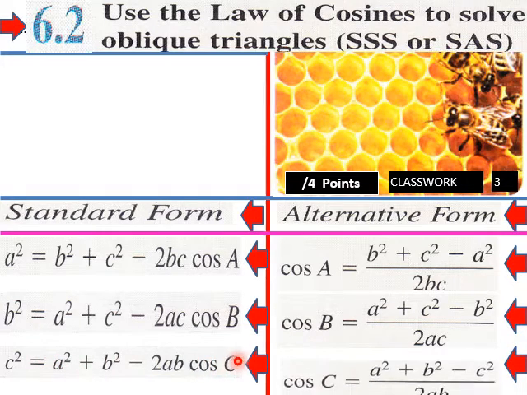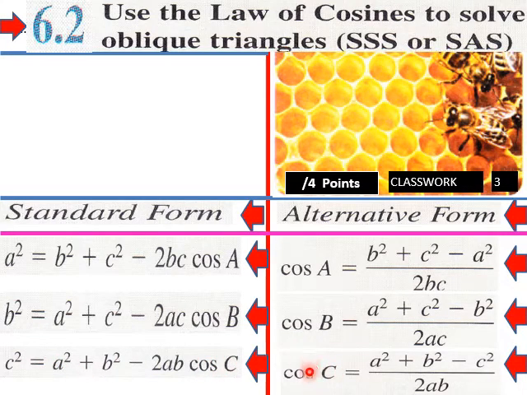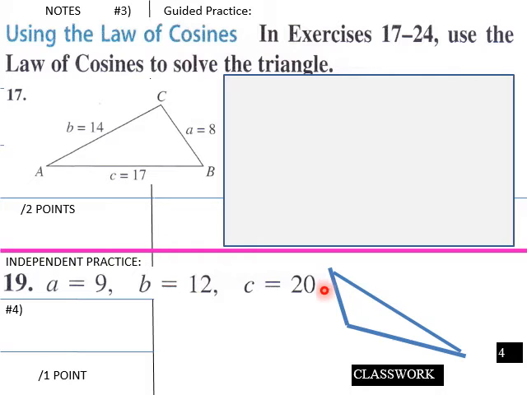we do the same thing here. And then to find the cosine of C, we have this situation over here. So we have standard form and alternative form, depending upon which measures we have of the triangle. So let's try one now. Use the law of cosines to solve this triangle here.